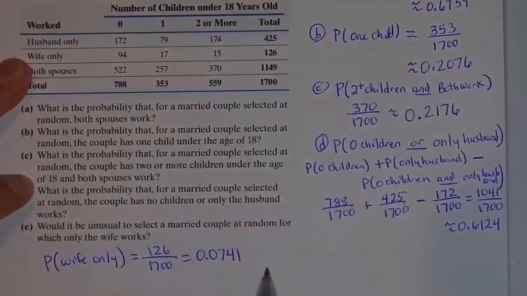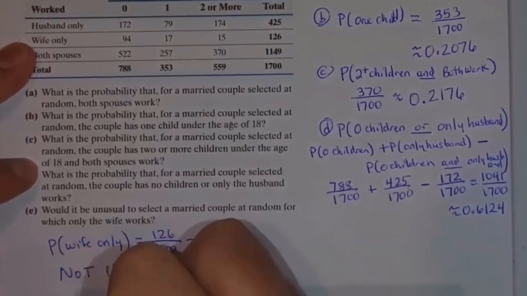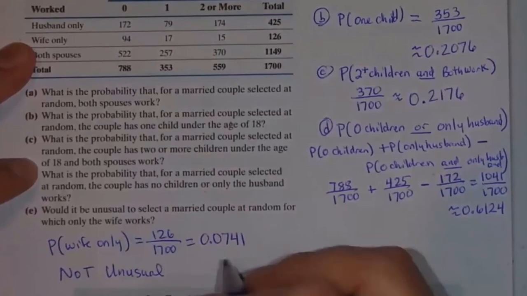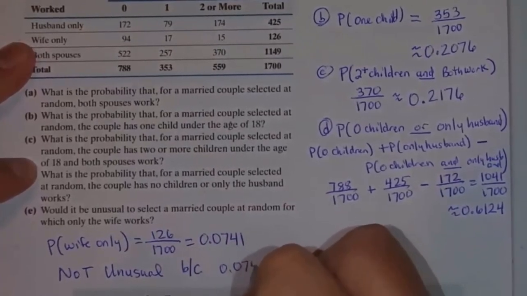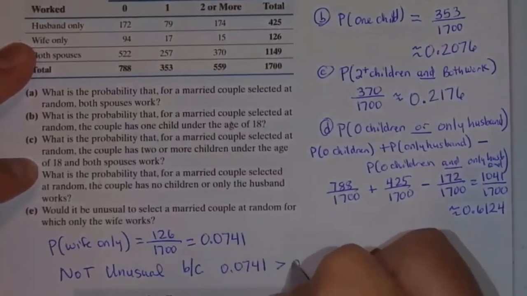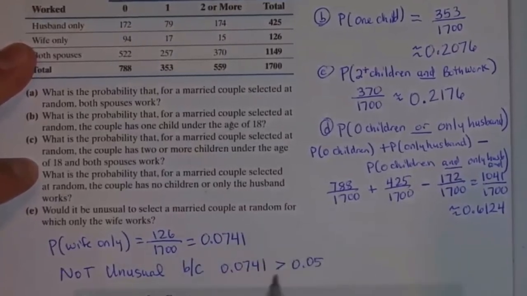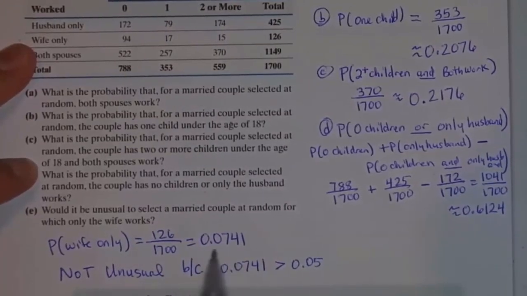So is that unusual? This is not unusual. And it's not unusual because 0.0741 is greater than 0.05. So since this is not smaller than 0.05, that's why we would say this is not unusual.